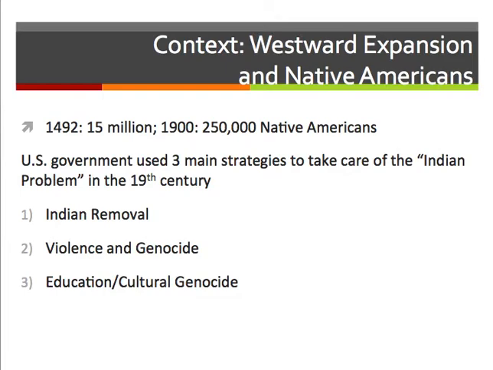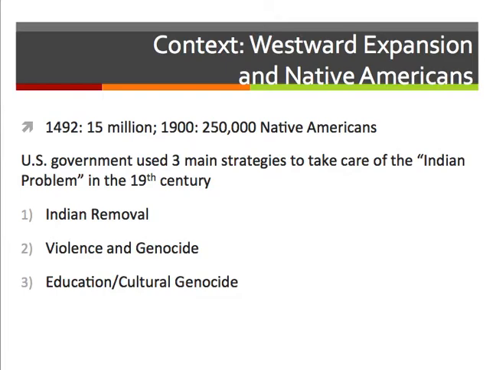In the 19th century, or the 1800s, as the U.S. was moving westward, it used three main strategies to take care of what it viewed as the quote-unquote Indian problem. First, early in its history, removal. Move Indians to the west, move them onto reservations, perhaps most famously, Indian removal under the presidency of Andrew Jackson.